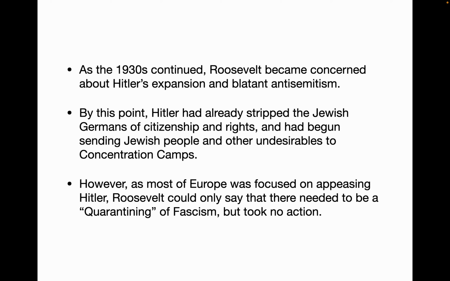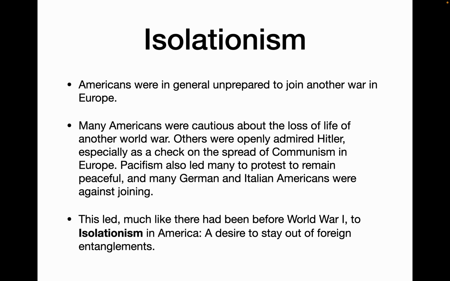they were cognizant of this, but they were still kind of recovering from World War I and from the Great Depression and saying, we don't want to get involved in another gigantic war. And so Europe was appeasing Hitler, sort of enabling this, and Roosevelt was not willing to fight him on it when he was all the way over there. So this led to Roosevelt calling for what he called a quarantining of fascism, but not take any direct action, at least not right at this point.